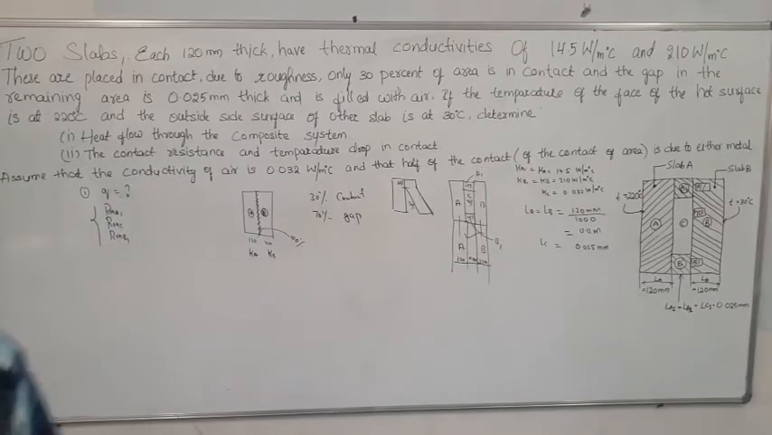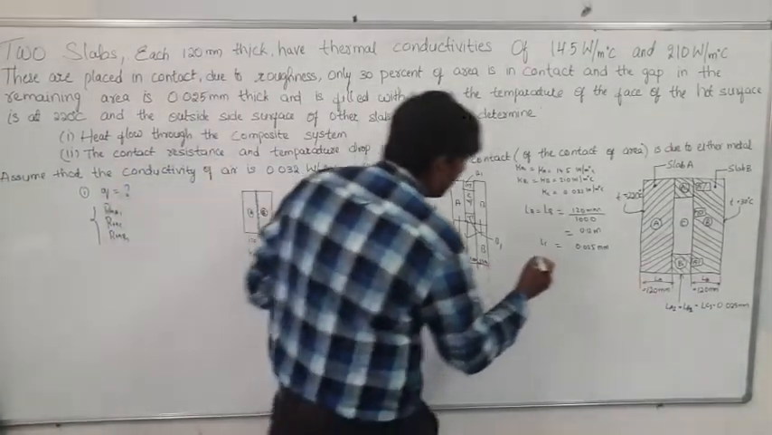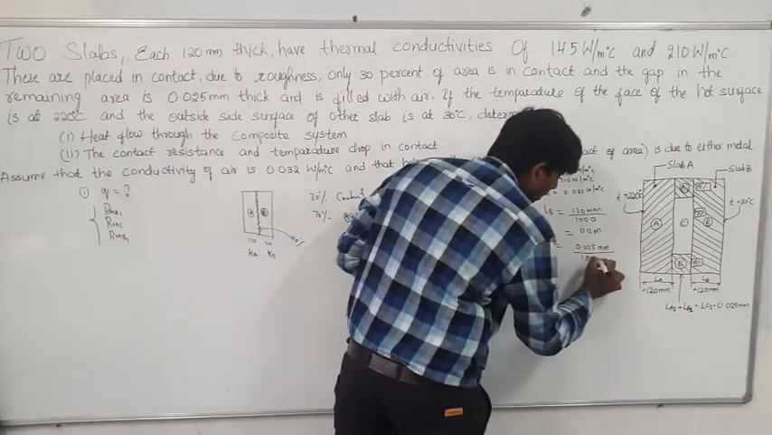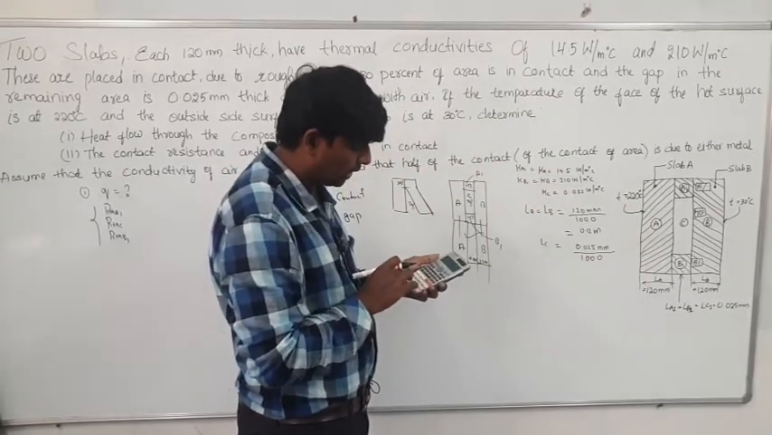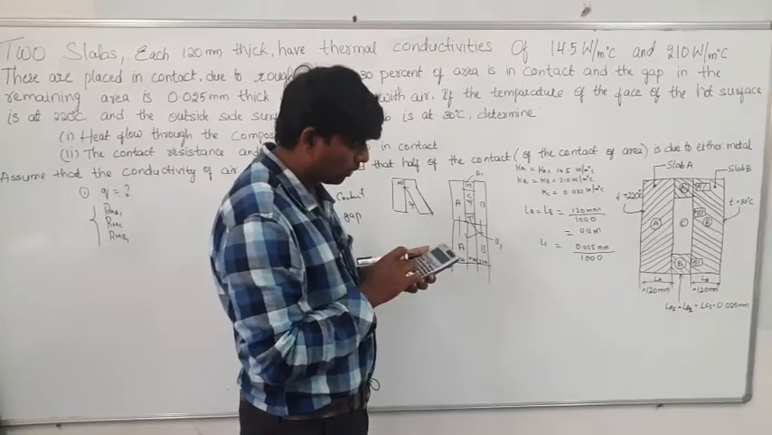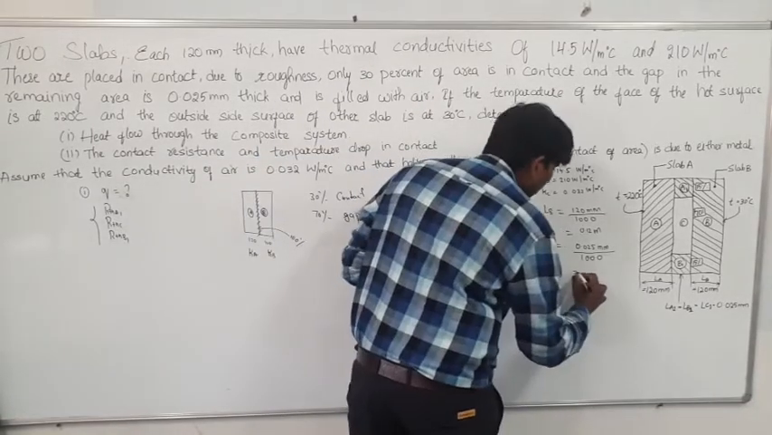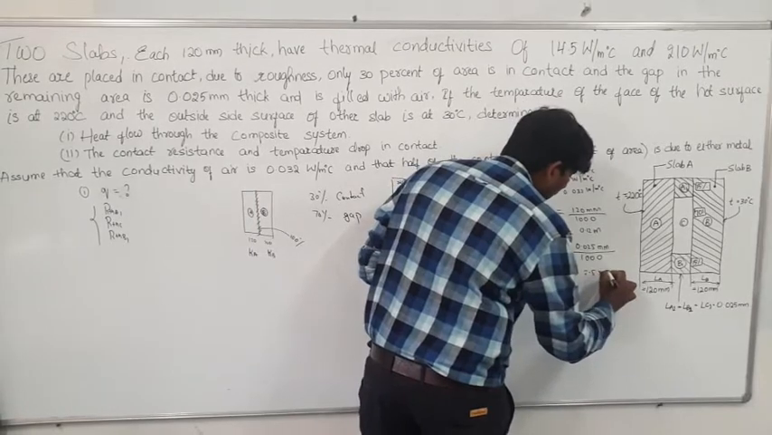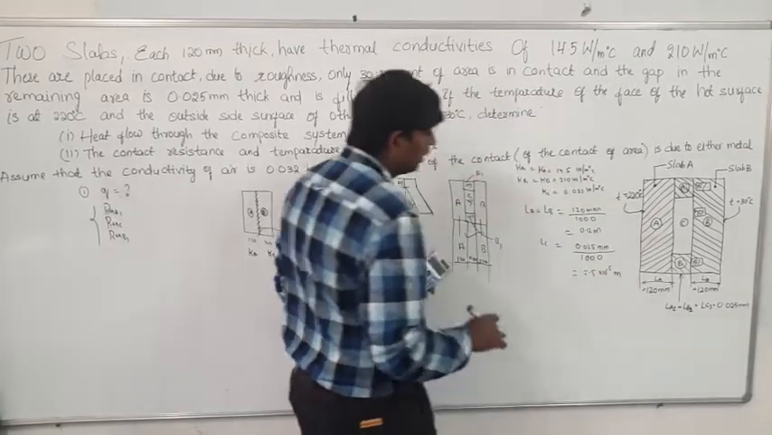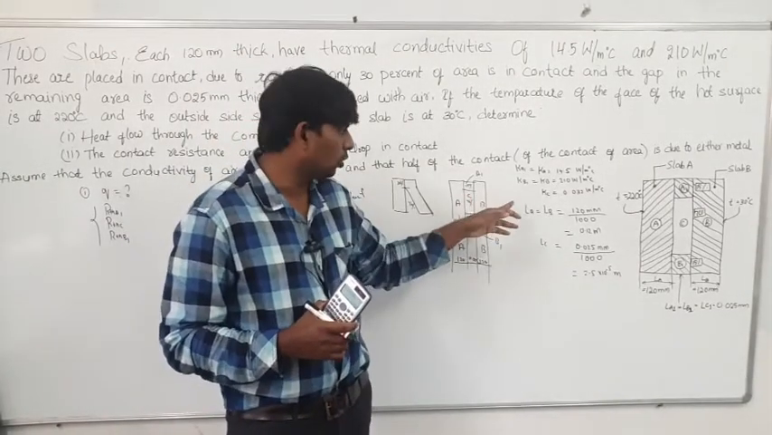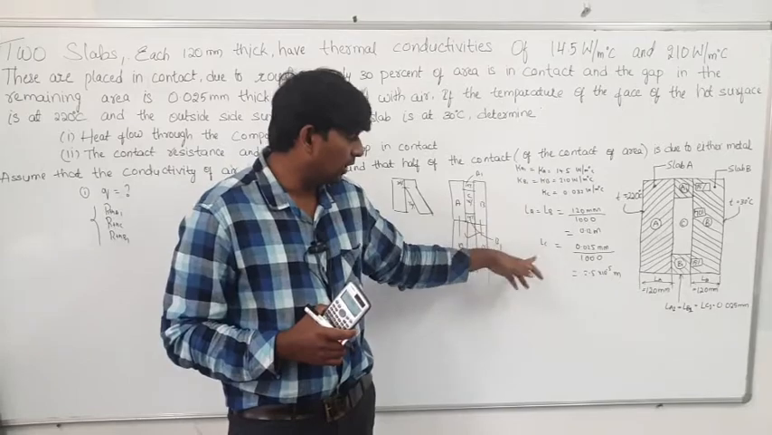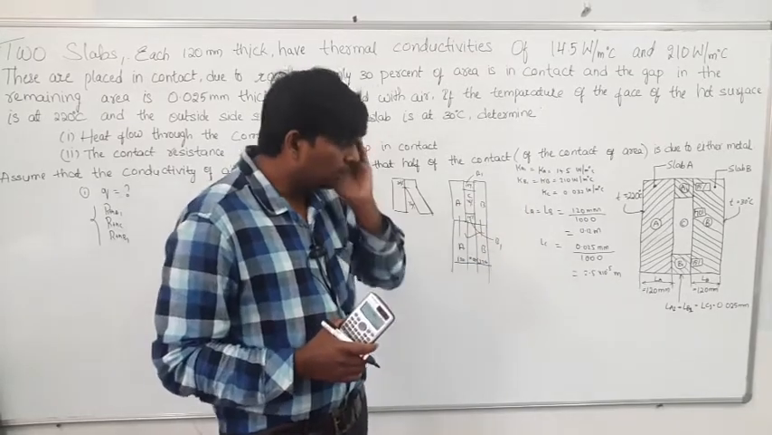So what do you have to do? For mm, divide by 1000. So 0.025 divided by 1000 gives 2.5 into 10 to the power of minus 5. The answer should be in meter. So here you have got the values Ka, Kb, Ka1, Kb1 and Kc, and La, Lb, Lc, all of them.